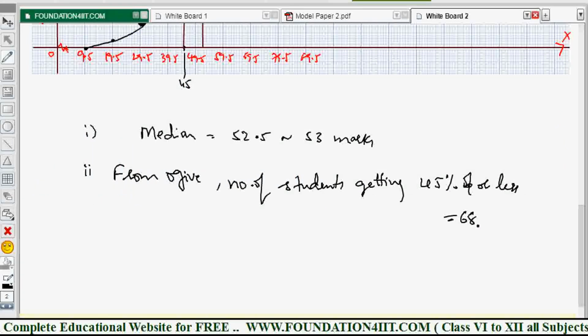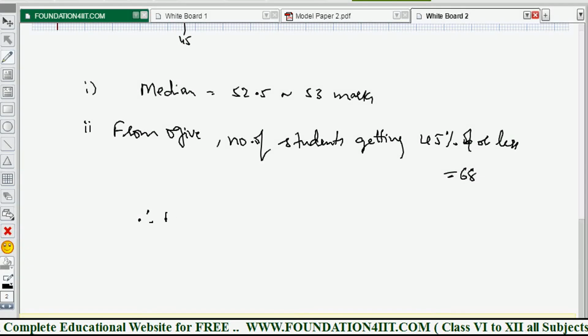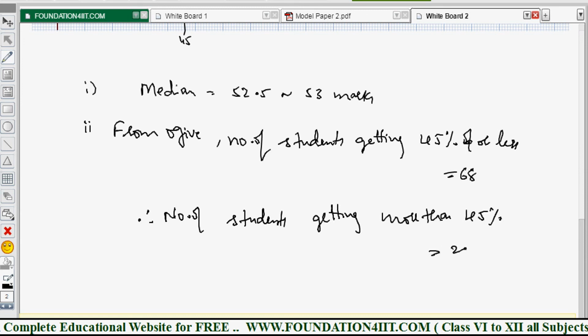But according to the question, the number of students getting more than 45%. From the total, you should subtract this. Because it is a less than ogive, it gives only the less than count. Getting more than 45% they are asking, so the total students is 200 minus 68, which is 132. Yes, so these are the students.